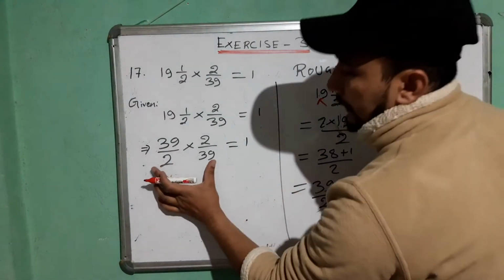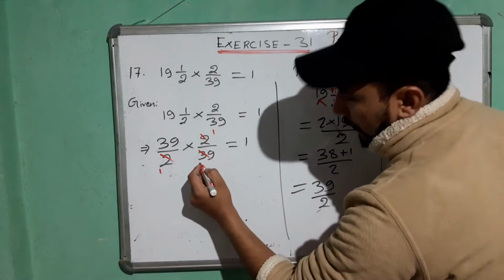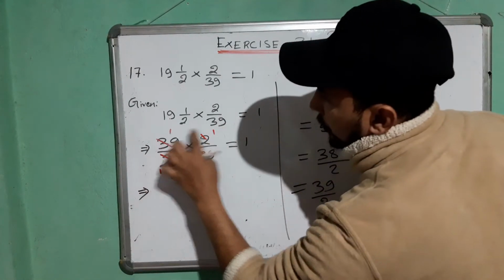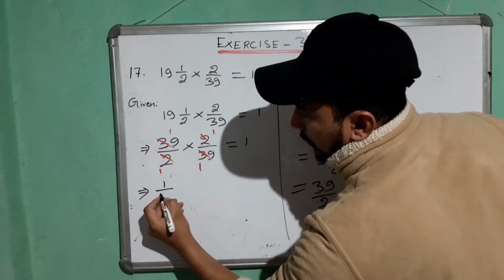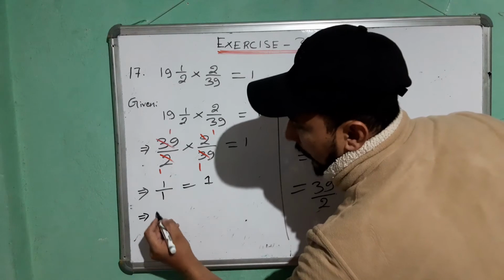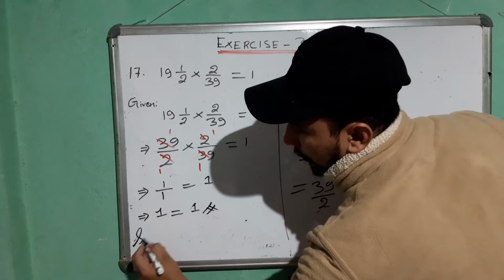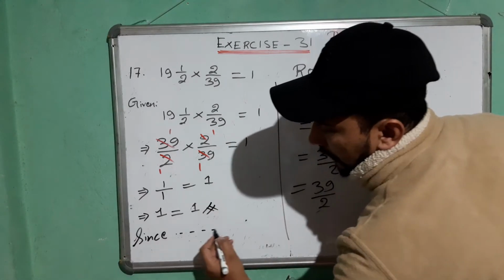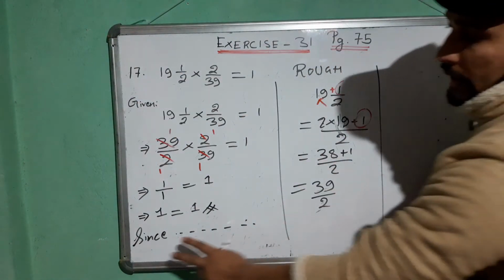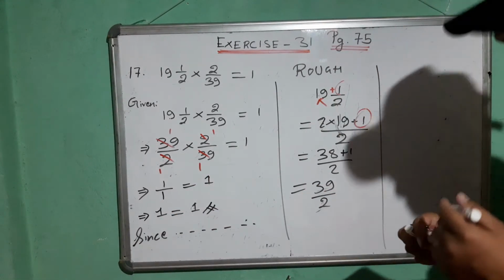Now in the left hand side you can cancel this 2 and 2: 2 1s are 2, 2 1s are 2. Here 39 1s are 39, 39 1s are 39. So you got 1 into 1 is 1, divided by 1 into 1 is 1, equals 1 on the right hand side. This side you have 1. So 1 divided by 1 is always 1, equals 1. Since, you write down the same statement I gave you in previous question number 16: since left hand side equals right hand side, the given statement is true.